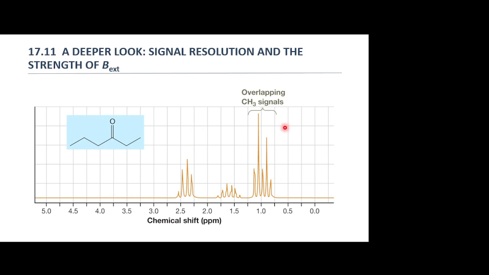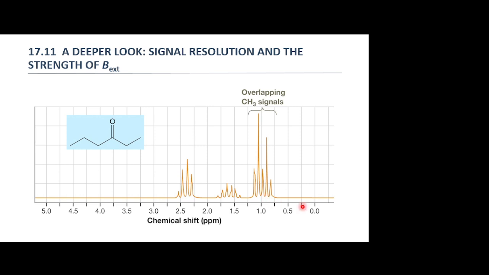So let's look again at the signal resolution and the strength of our B external field. These right here give us overlapping CH3 signals, and we can see this is quite a little mess of stuff. You can even see little places where they are overlapping, and our resolution can't separate them. Can you guys see that, where it's uneven? It's not like a symmetric peak, like right there. And this is actually this compound here.